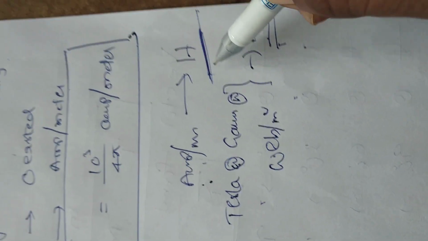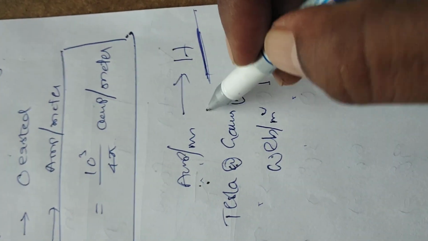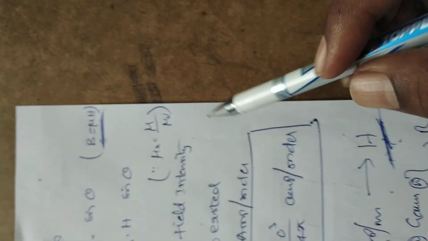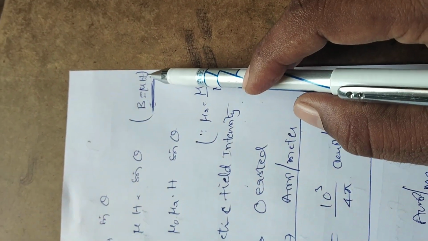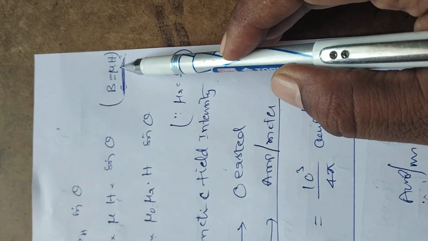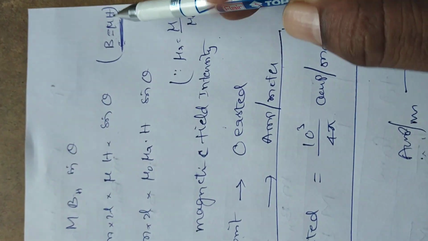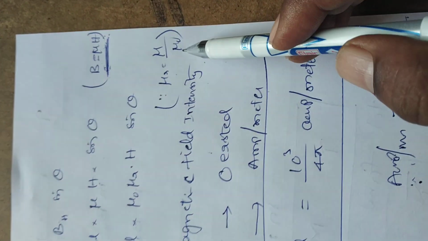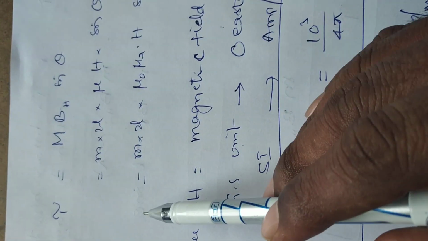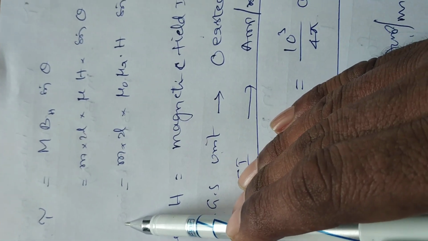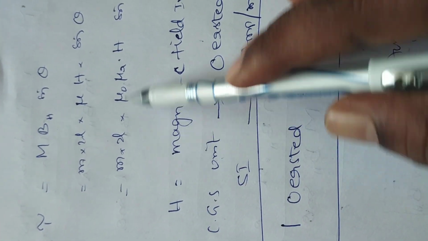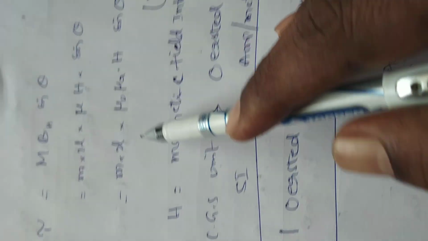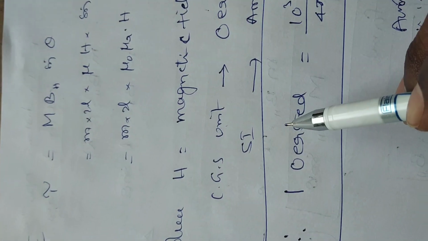Suppose in the problem, the magnetic field is given in ampere per meter. It is nothing but H. First you should convert H into B by B is equal to mu into H. What is mu? Permeability of the medium. Permeability mu is also equal to mu naught into mu r, since mu r is equal to mu by mu naught. So the torque acting on the given magnetic dipole, tau is equal to m into 2L into mu naught mu r into H into sin theta. This is the total formula for torque.